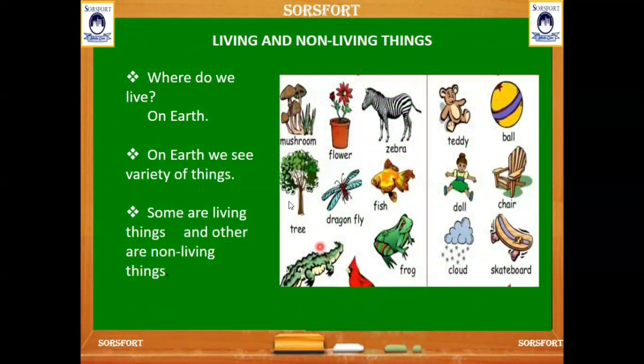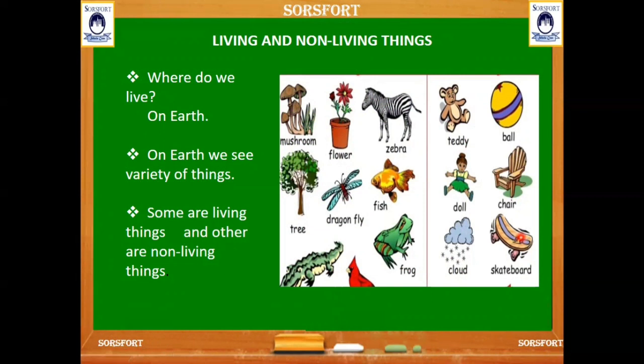Let's start the lesson, living things and non-living things. Where do we live? We live on Earth. On Earth, we see a variety of things around us. Some are living things and the others are non-living things. Living things are those which have life in them, such as plants, animals, and human beings. Things we like, ball, teddy, chair, cloud, and skateboard do not have life in them.